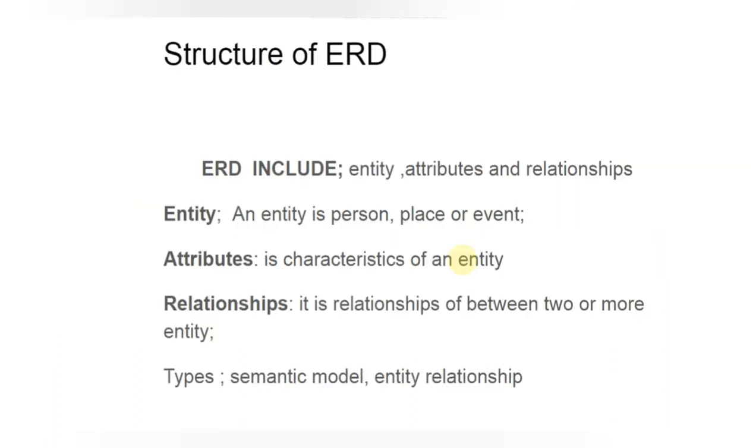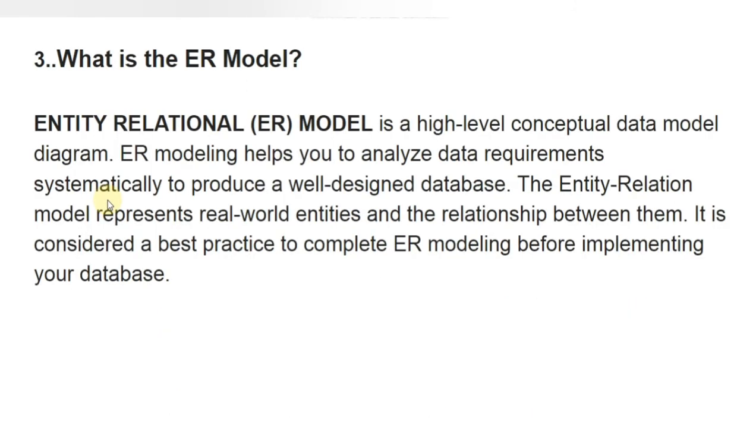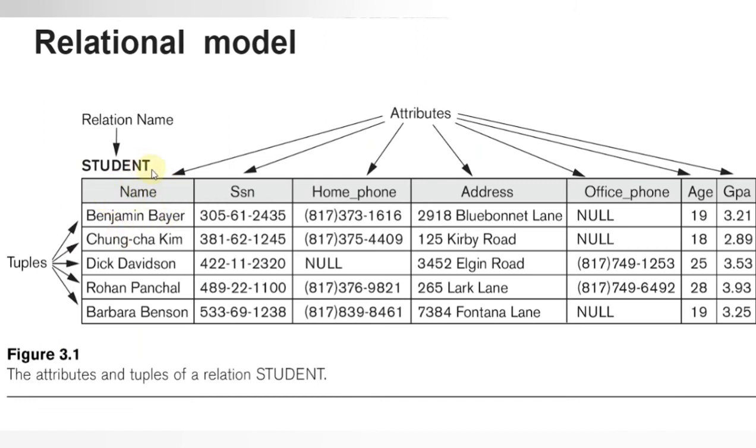What does ER include? Entity. An entity is a person, place, or thing. An entity might be anything, might be everything. An entity is a person, place, thing, or event. An attribute is a characteristic of an entity. For example, we have a student entity. The student entity has name, home phone address, office phone. These are called attributes of the student.